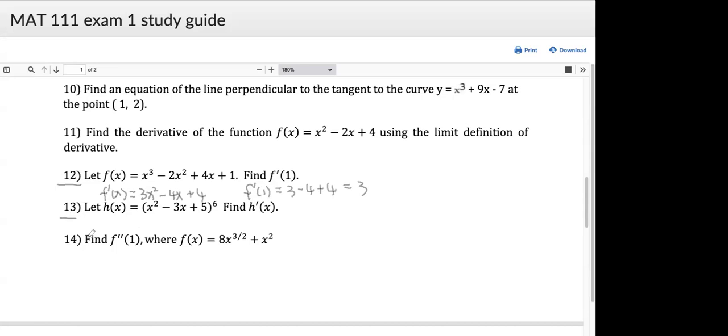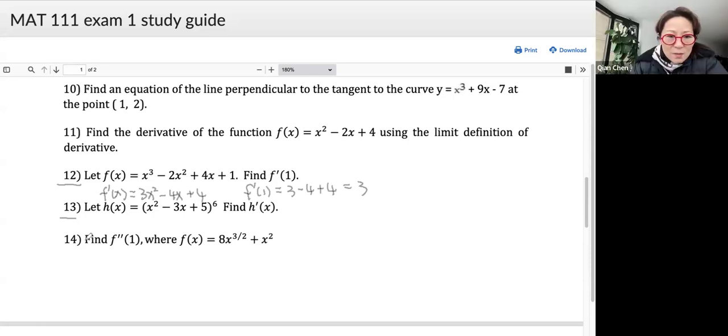Yes, a question: for the exam, like for what you did there, is that all the work we would have to show for full credit? Yes, that's all the work.